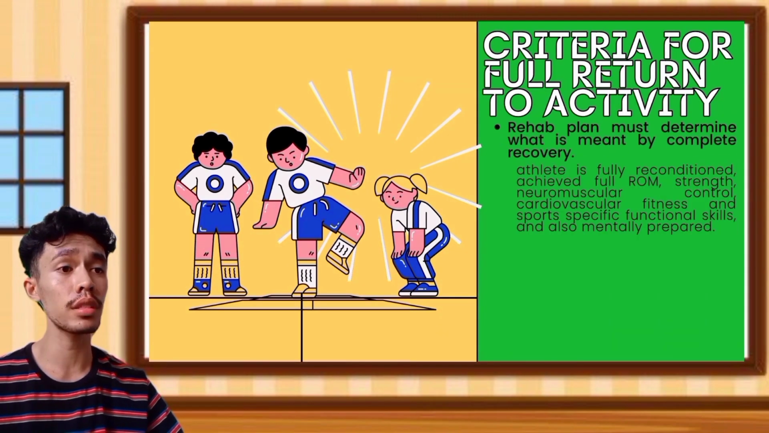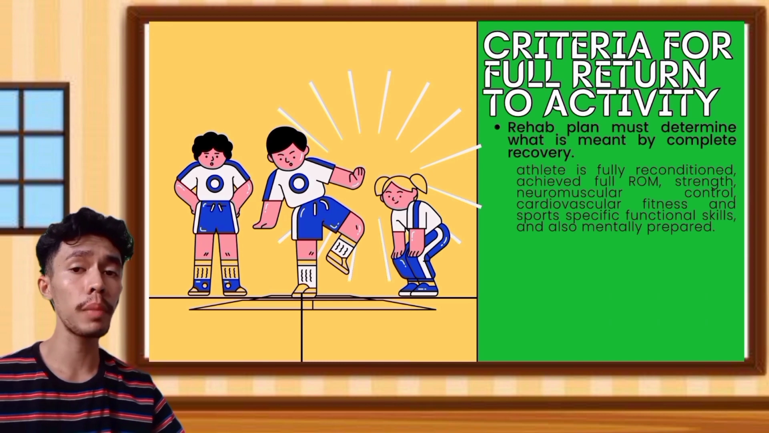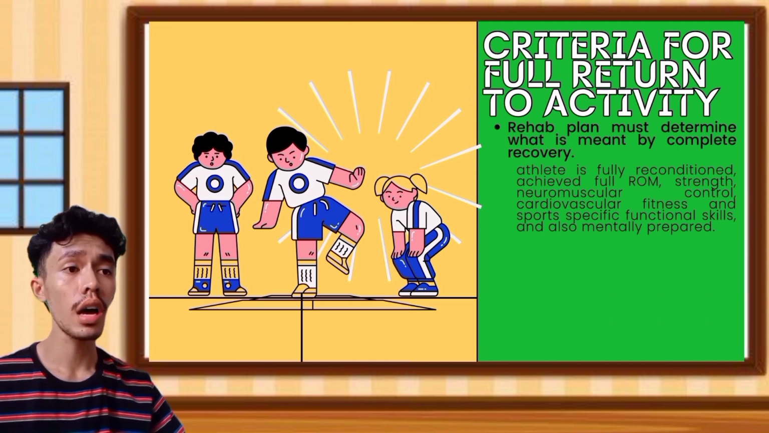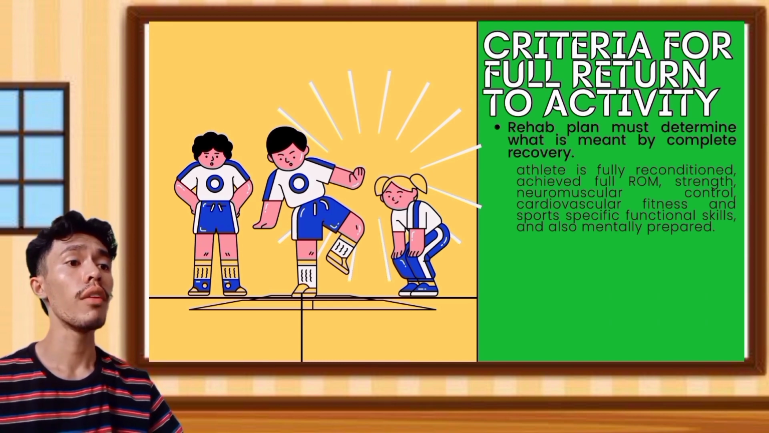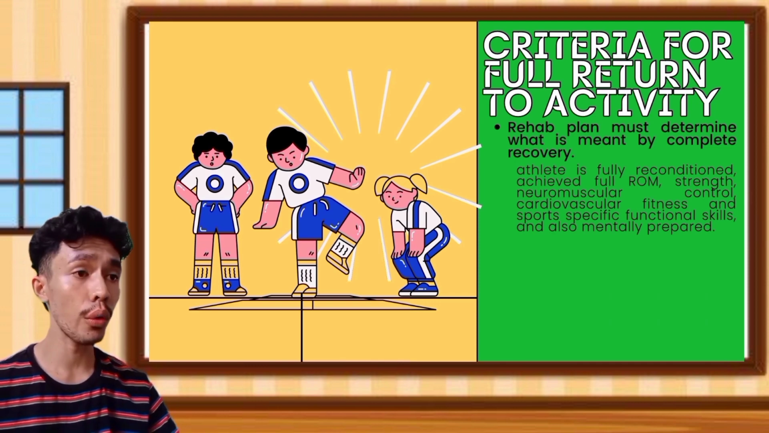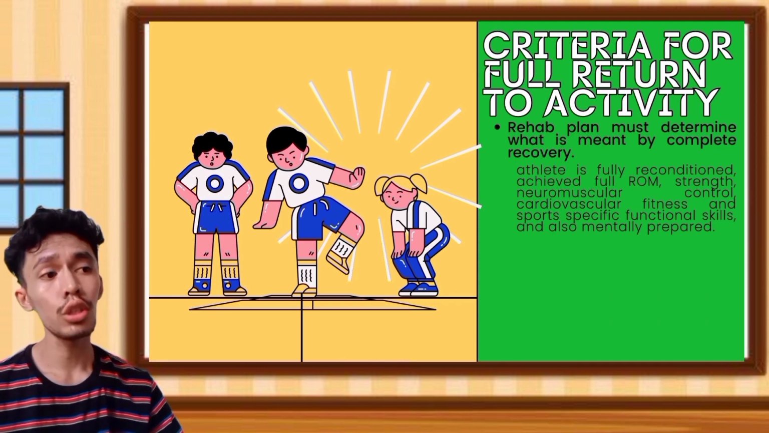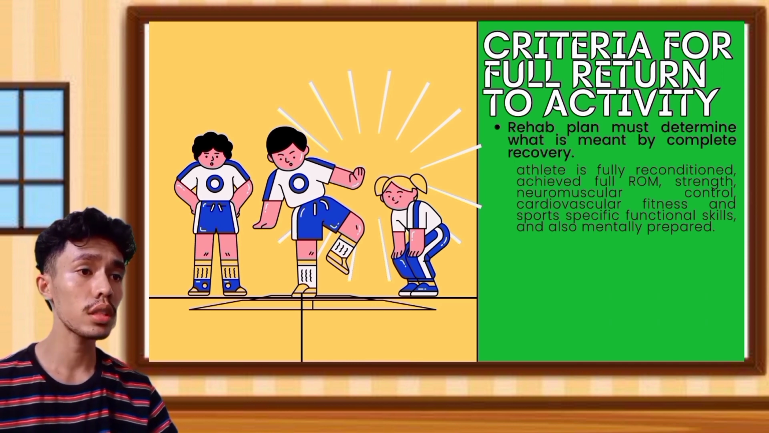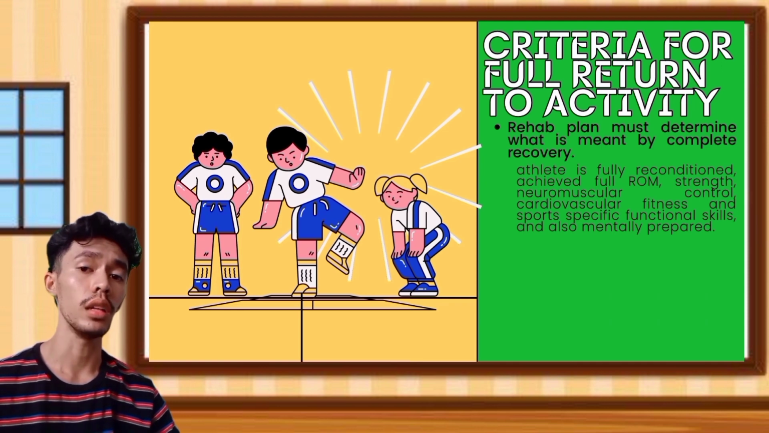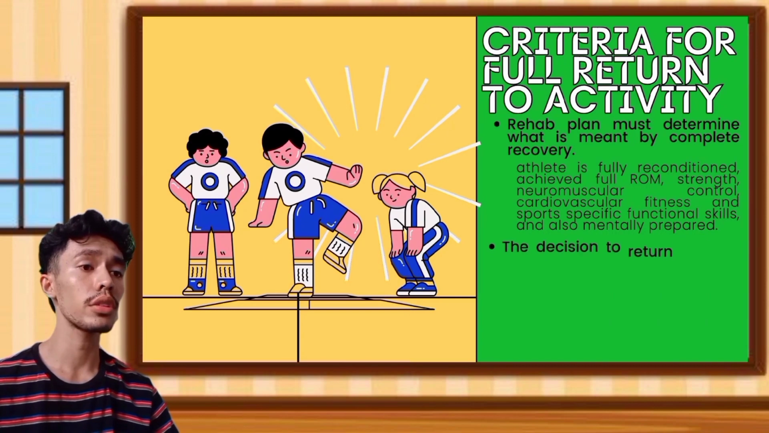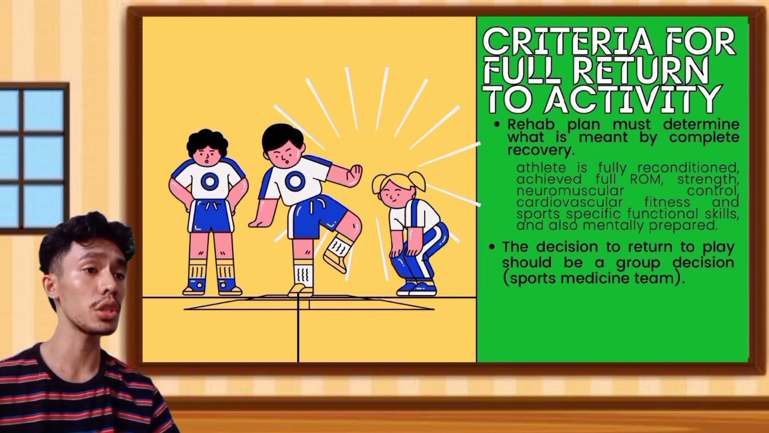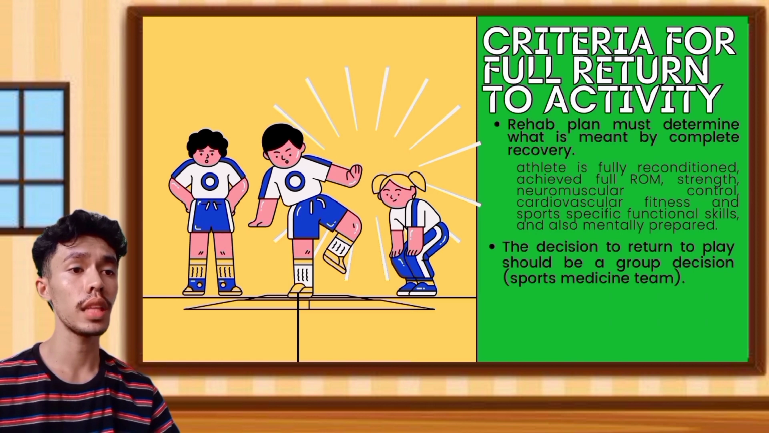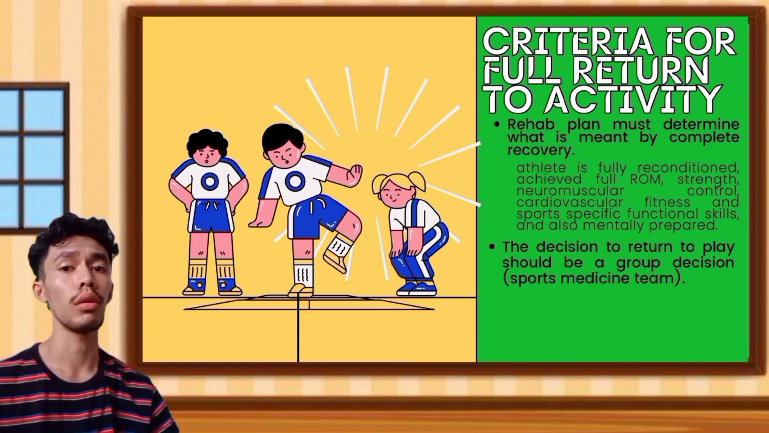Okay? The rehab plan must determine what is meant by complete recovery. So the athlete is fully reconditioned, achieving full ROM, strength, neuromuscular control, cardiovascular fitness, and sport-specific functional skill. Okay? So the decision to return to play should be a group decision of the sports medicine team. So the team physician is ultimately responsible for this.